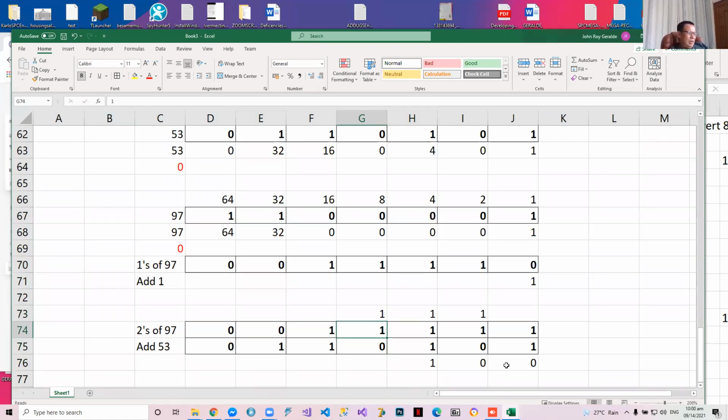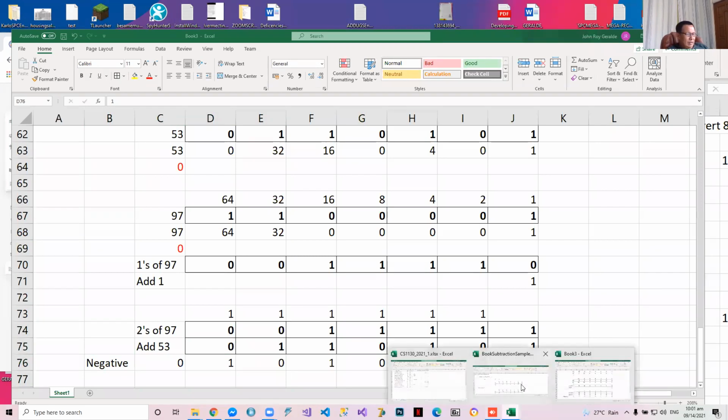Okay. 1 plus 1 plus 0 is 0, carry 1. 1 plus 1 plus 1 is a 1 with a carry of 1. 1 plus 0 plus 1 is a 0 with a carry of 1. 1 plus 0 plus 0 is a 1. The last carry is a 0. The answer is negative. You follow? So this is our answer. So that's our answer. No?